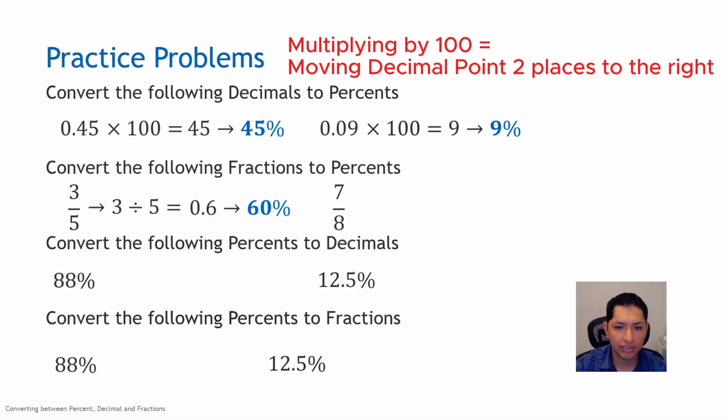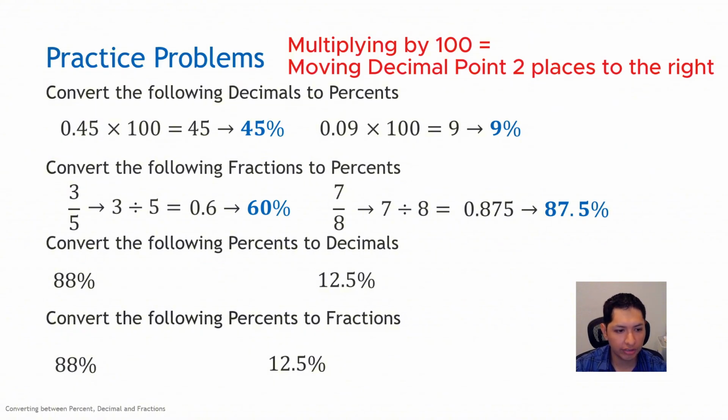It becomes 7 divided by 8, and when you solve that in the calculator, you get 0.875. You move the decimal point 2 places to the right, and then you add the percent sign, and it becomes 87.5%. To convert the following percents to decimals, you convert the percent sign into a decimal point unless it already has a decimal point.